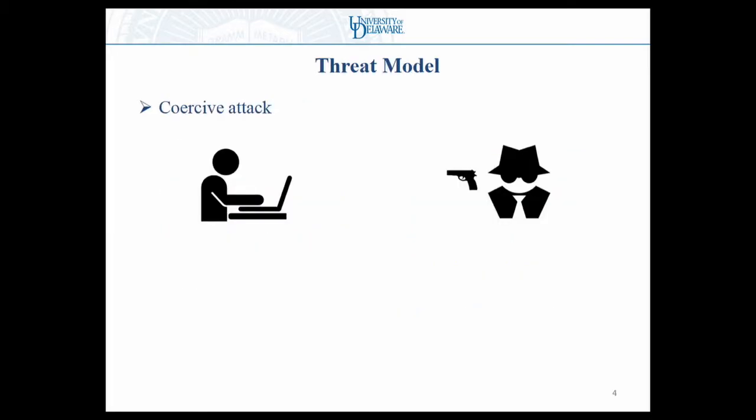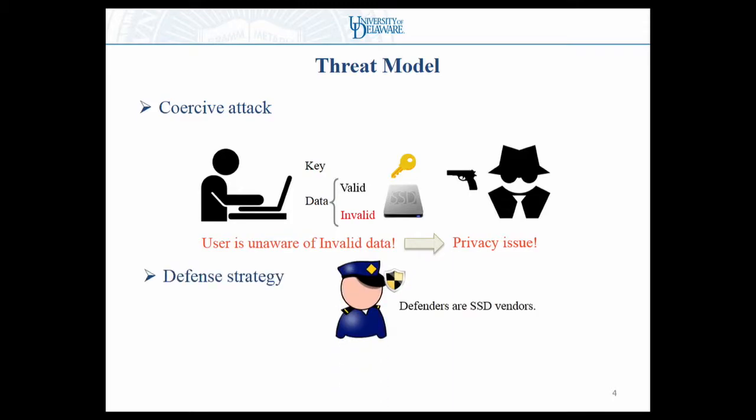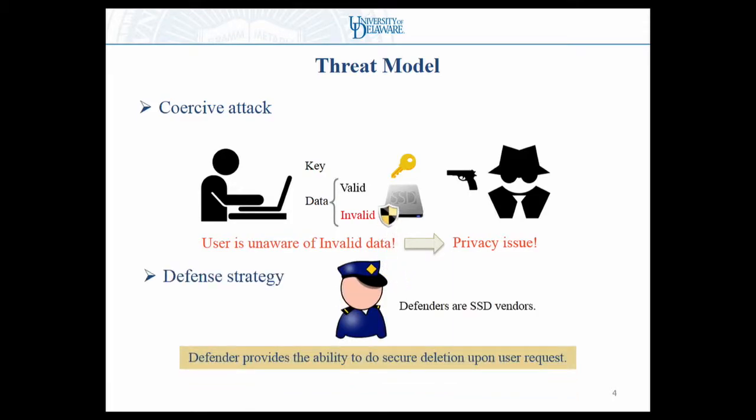Consider a coercive attack in which the user has to disclose both the key and the data to the attacker. What is the data on the SSD? The data on the SSD includes valid and invalid data. While the user accesses valid data, the user is not aware of the existence of the invalid data, which can be a privacy threat. So the best defense strategy would be that SSD vendors provide a secure deletion scheme, giving the user the ability to trigger this scheme to make sure that the invalid data is deleted from the disk.